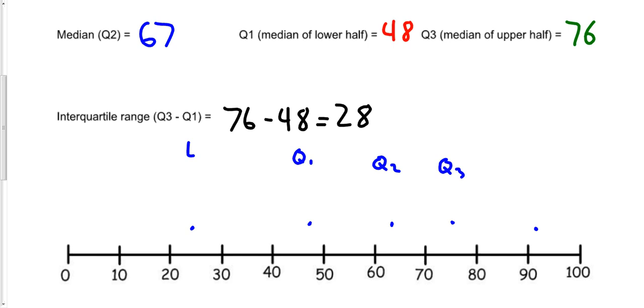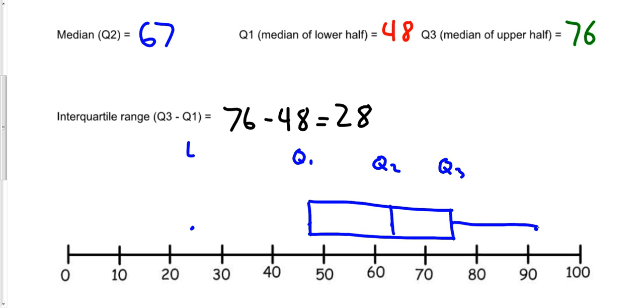Now to finish off the plot, I just need to actually make a box and complete the box. So I'm just drawing a vertical line through each of those Q1, Q2, Q3, and I'm putting it together. And then in order to complete it, I need to create the whiskers. So I need to join my Q3 with my highest value and my Q1 with the lowest value. So what I've done basically, this is my box and whisker plot.